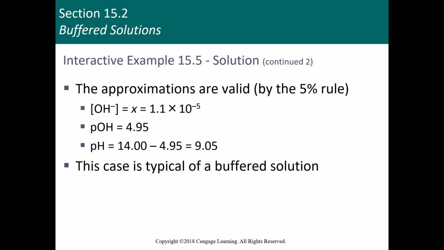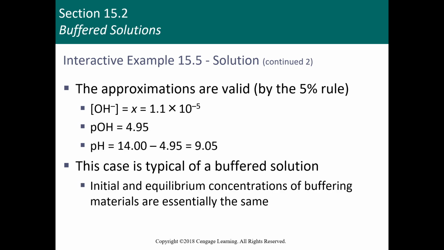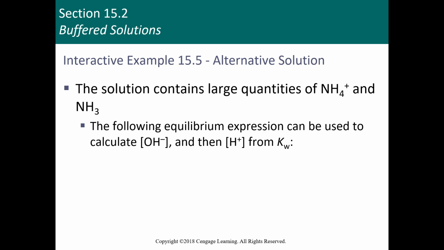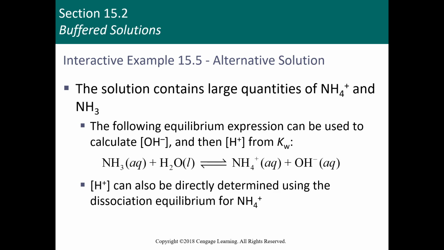So this case is typical of a buffer solution. This is a good example of a weak base and its conjugate acid making a buffer solution. The initial and equilibrium concentrations of the buffering materials are essentially the same. They're close enough that there isn't any significant difference. The solution will contain large quantities of the NH4 plus and the NH3. And so the following equilibrium expression can be used to calculate the OH and then the H plus from our Kw, which is this right here.